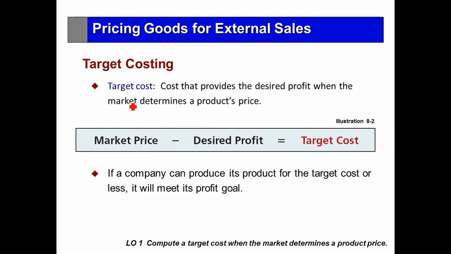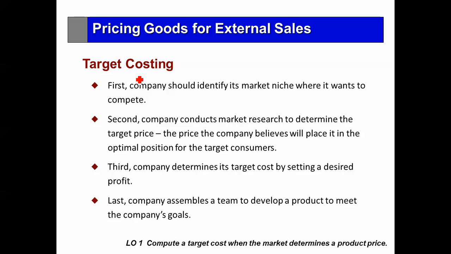So, an example here, target costing. What we say here is, okay, we know what the market price is. We know what kind of profit we want to get. We subtract it from the market price, and the question is, can we produce and sell this product at that target cost? First, the company must identify the market and know it very well. Second, it conducts market research to determine what the target price is. The market is determining what the price is. If our price is too high, we simply won't sell.